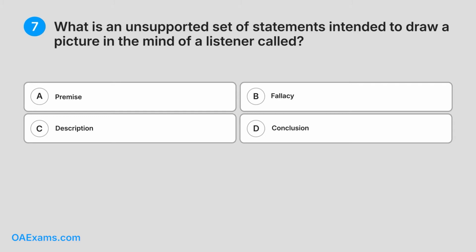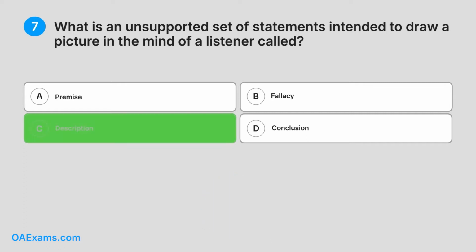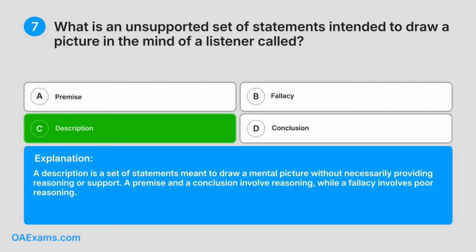7. What is an unsupported set of statements intended to draw a picture in the mind of a listener called? A. Premise. B. Fallacy. C. Description. D. Conclusion. What do you think is the answer? Correct answer. C. Description. Explanation. A description is a set of statements meant to draw a mental picture without necessarily providing reasoning or support. A premise and a conclusion involve reasoning, while a fallacy involves poor reasoning.